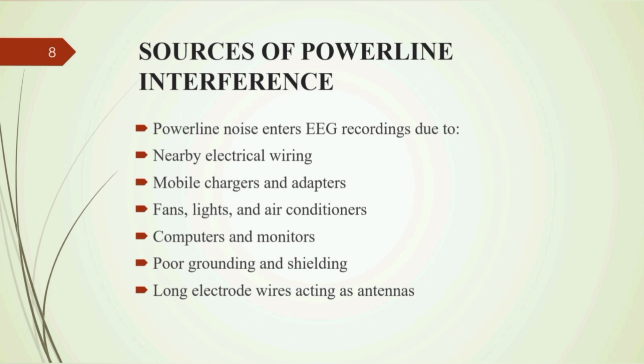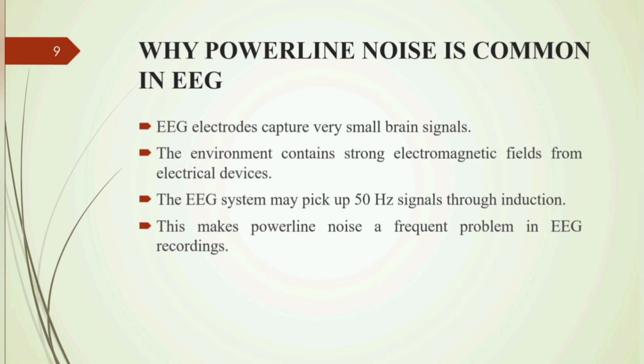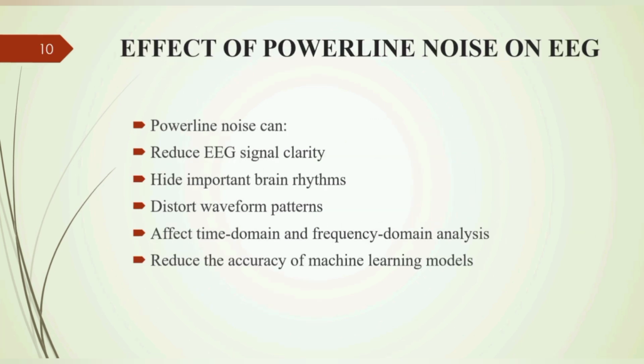Next, let us see how this powerline noise enters EEG signals. Source of powerline interference. Powerline noise can enter EEG recordings due to nearby wiring, chargers, fans, lights, computers, and poor grounding. Long electrode wires can also act like antennas and pick up interference. It is a very common noise in EEG. EEG electrodes capture very small brain signals, while the environment contains strong electromagnetic fields due to induction effects. EEG systems easily pick up 50 Hz signals.